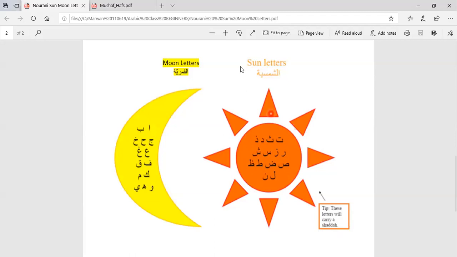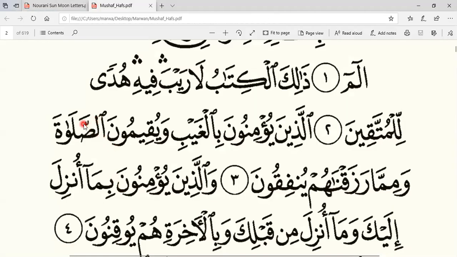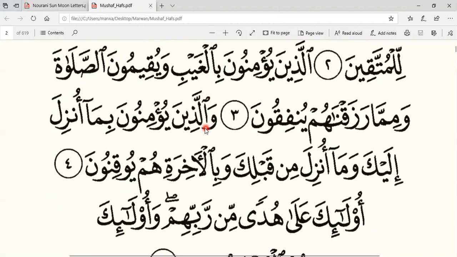That's also the tip we're using to pronounce our lam. Every time there's a shadda right after the lam, it's ignored. That's what happened here. Every time there's a shadda, the lam is ignored, and that's why they didn't put any accent on top or below. So we do not pronounce it. Let's keep going with our reading.